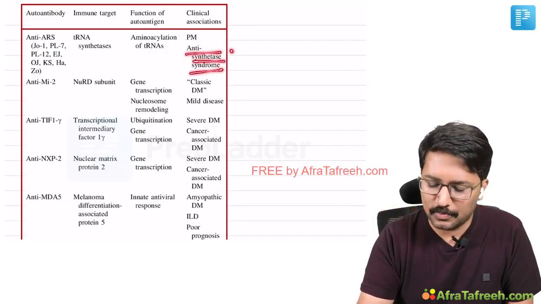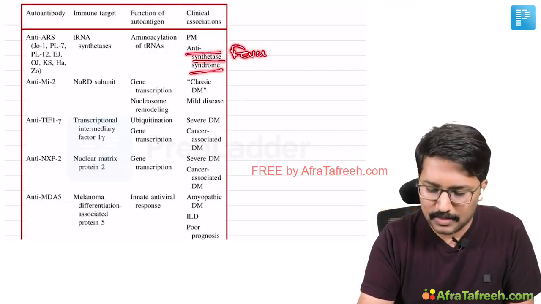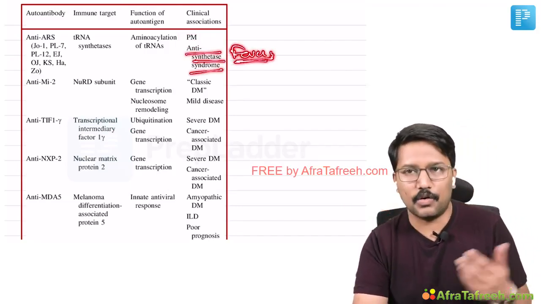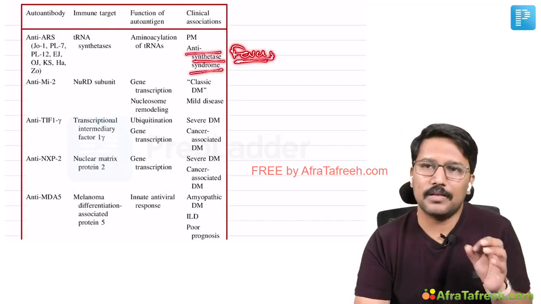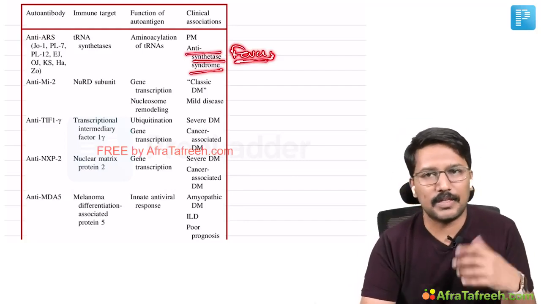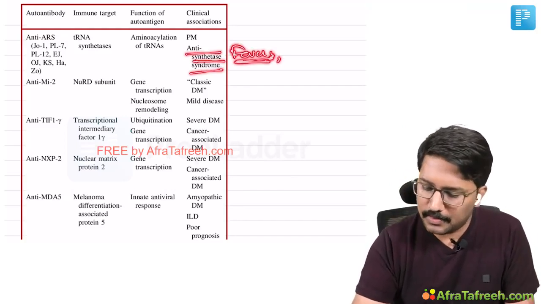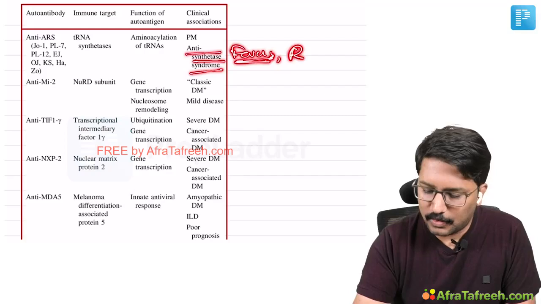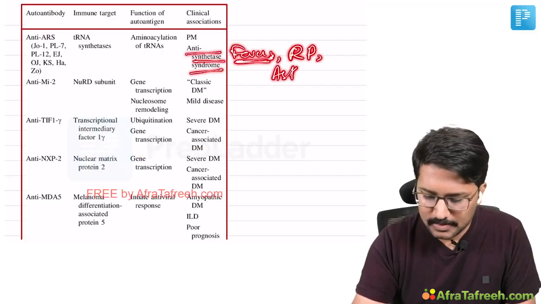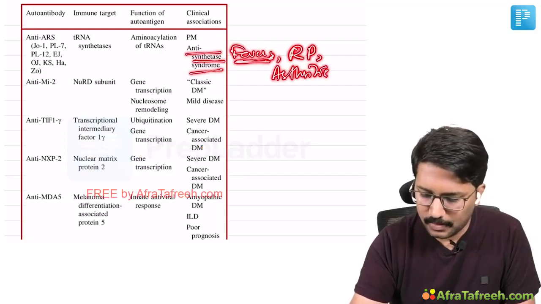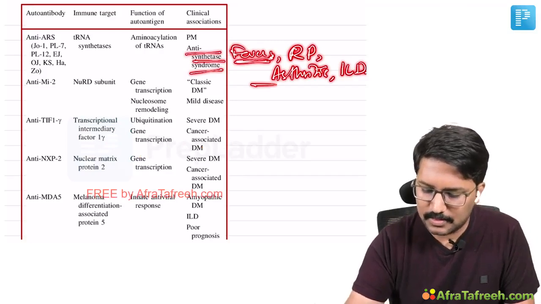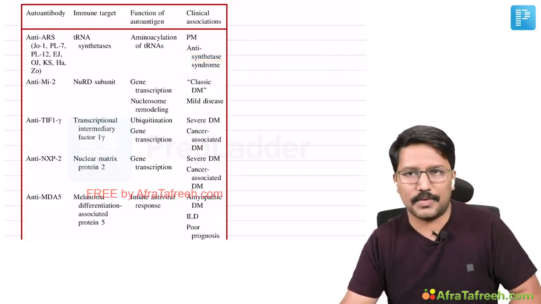When we say anti-synthetase syndrome, patients have fever as one presenting feature. I think I forgot to tell you this. Fever is a very frequent presenting feature in patients with anti-synthetase syndrome, so we have to remember that. Fever, then Raynaud's phenomenon, arthritis, interstitial lung disease. These are the things that anti-synthetase correlates with, right?